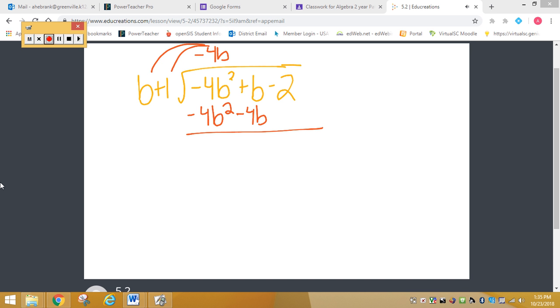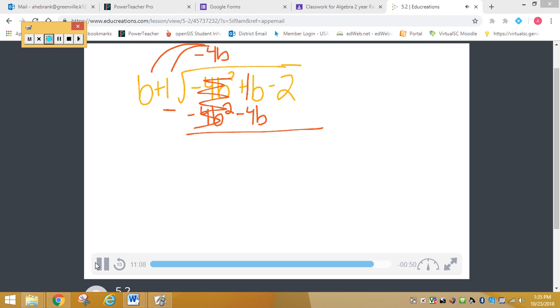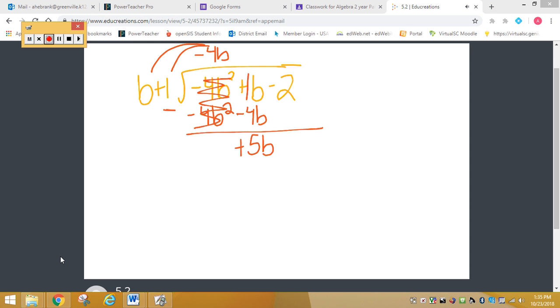I'm subtracting them. Negative 4 minus negative 4 cancels. There's really a 1 right there. So 1 minus negative 4 gives me a positive 5b. I'm going to bring down minus 2. Here I want to multiply by a positive 5. So that gives me a 5b plus 5. I'm subtracting. 5b minus 5b is nothing. Negative 2 minus 5 is negative 7.